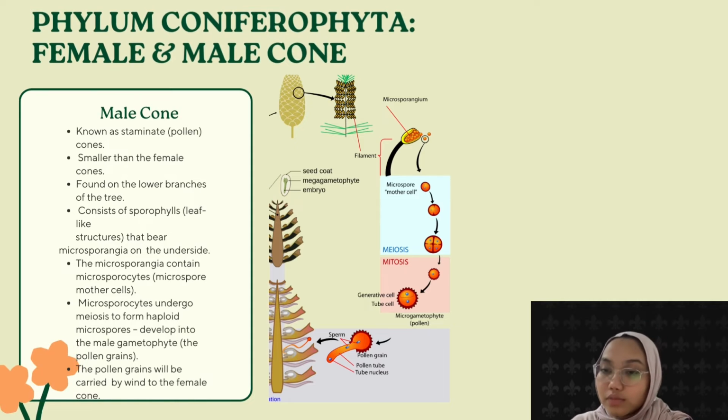Okay, now let's take a look at the process of how the pollen grains are formed. Based on the slides, we can see that the male cone contains microsporangia, and each microsporangium contains a microspore mother cell. The mother cell will undergo meiosis and form four microspores. Only one microspore will develop and form a pollen grain. The pollen grain will be carried by wind to the female cone.